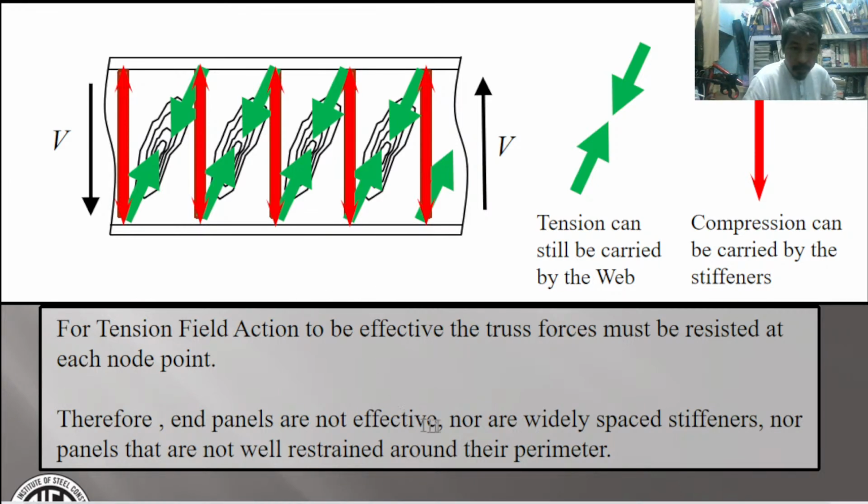And for tension field action to be effective, the truss forces must be resisted at its node points. Where are the node points? Here. These are the node points. This point, this point. So those are the node points. Okay? Therefore, end panels are not effective, nor are widely spaced stiffeners, nor panels that are not well restrained around their perimeter. So take a look.